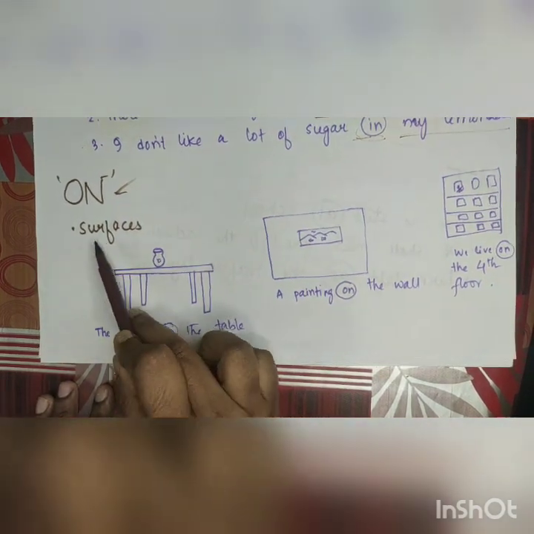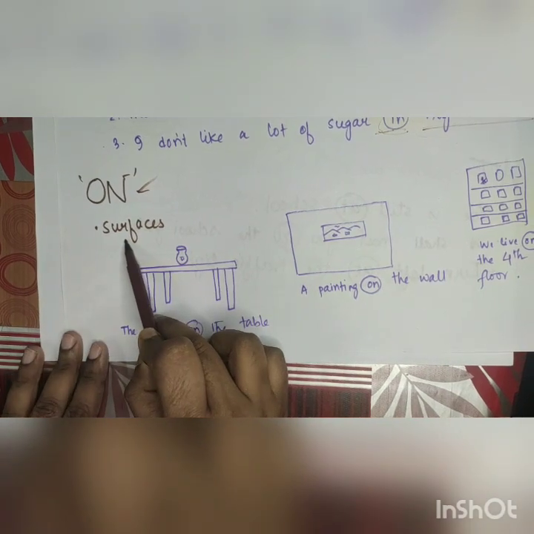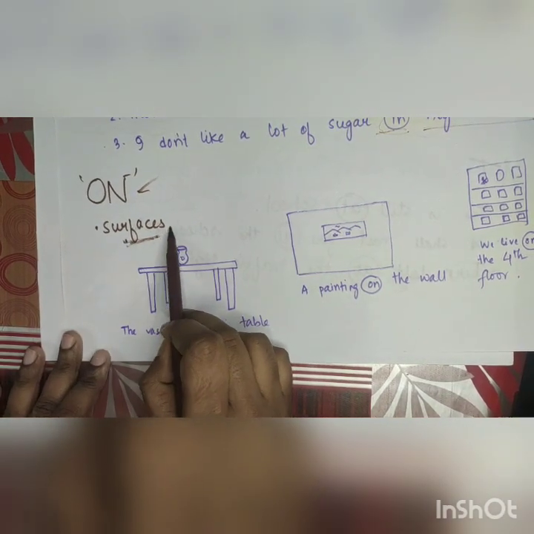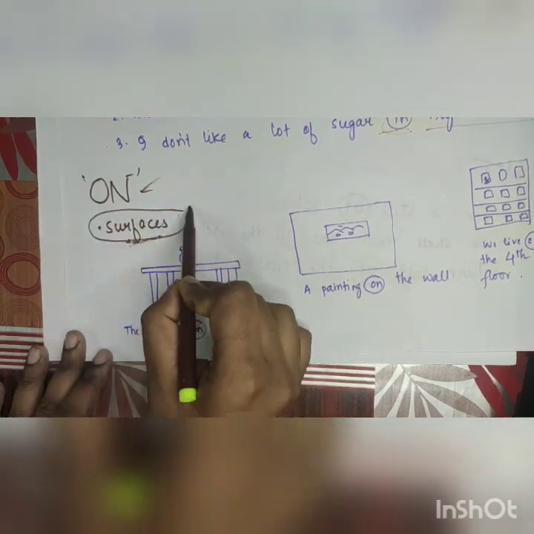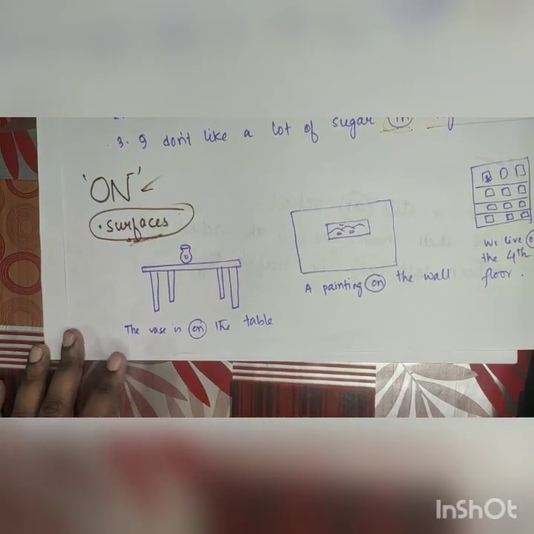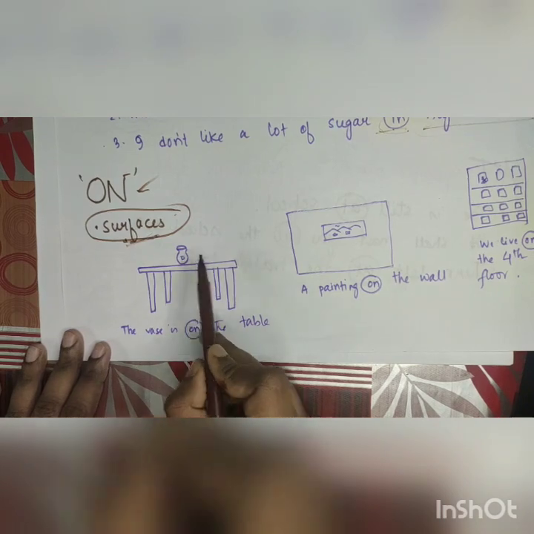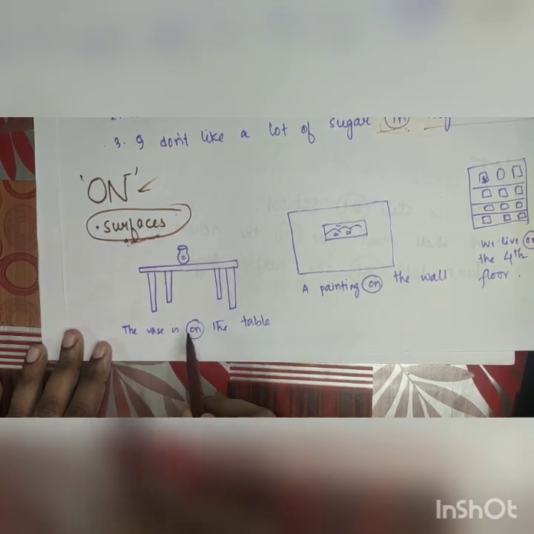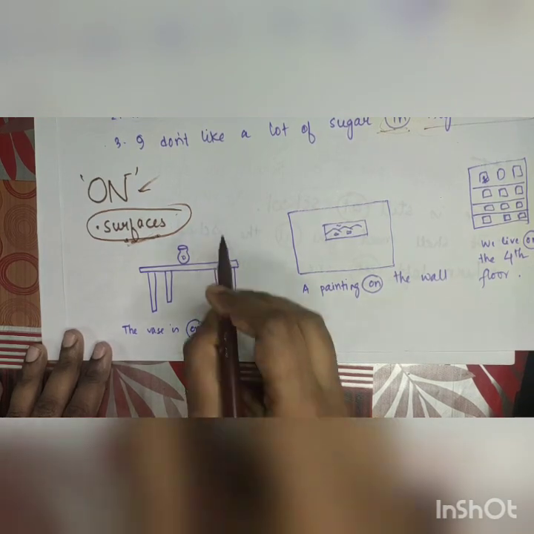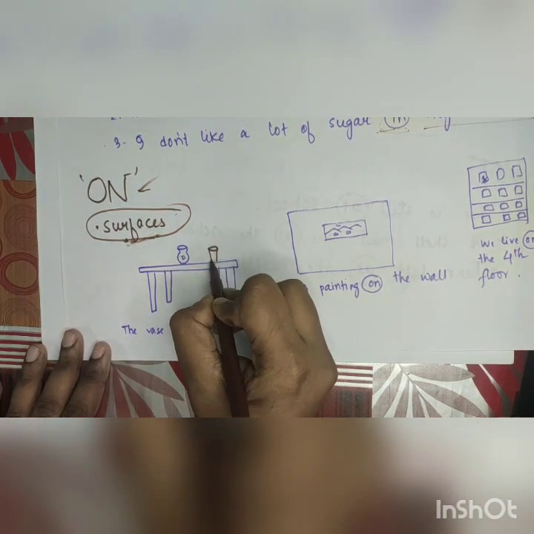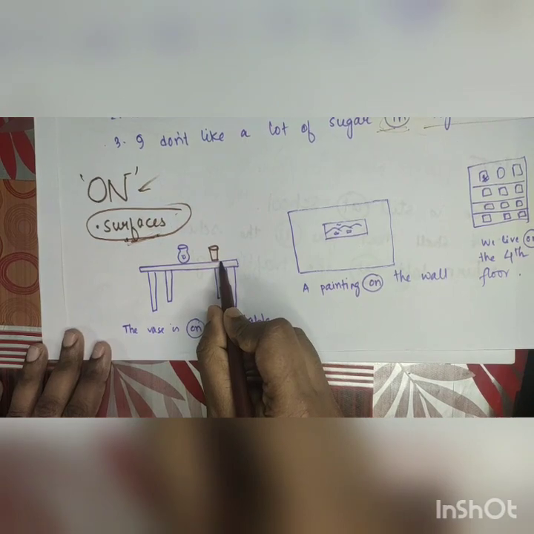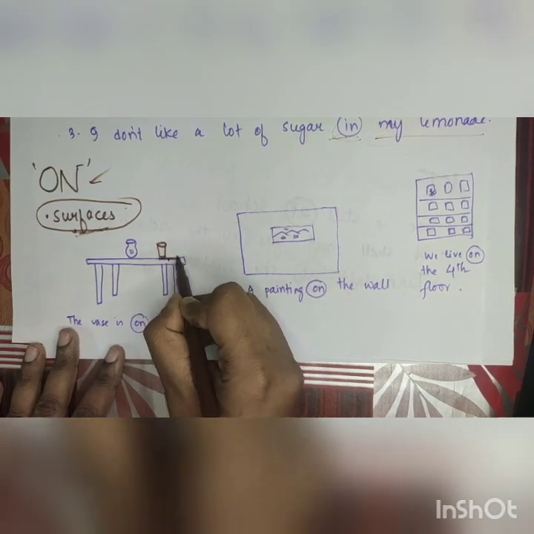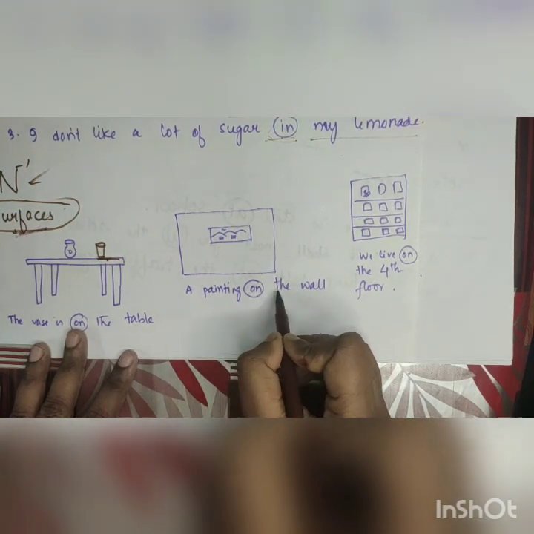And it basically includes the position or location of an object on a particular surface. As you can see, the vase, which is a very bad vase, I must say, is on the table. Or you can say the glass is on the table. And it should touch the surface. The painting is on the wall.